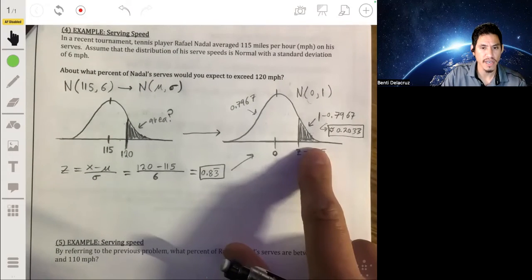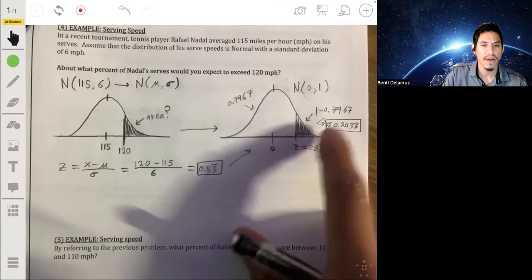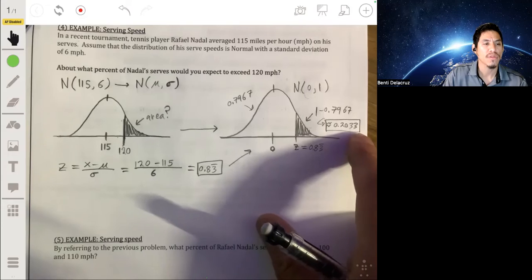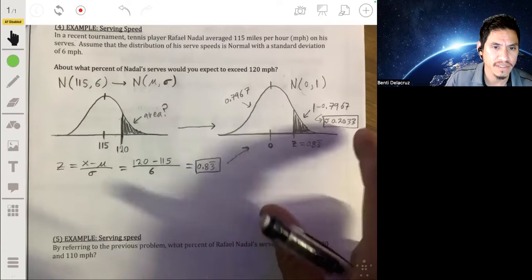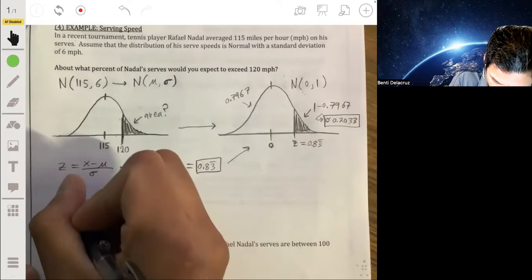So then we can just say that about 20.3% of Nadal's serves would be expected to exceed 120 miles per hour.